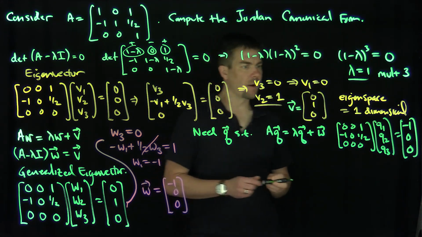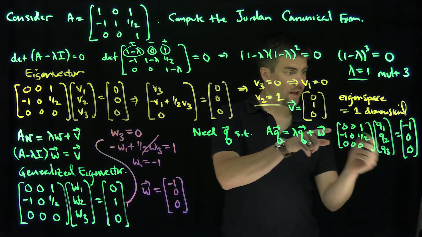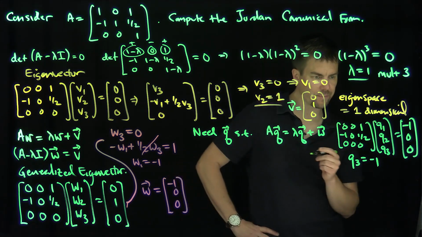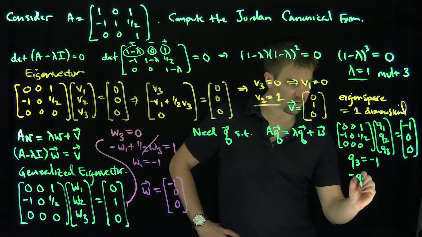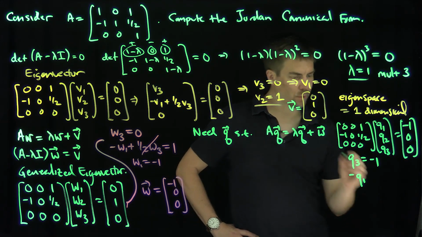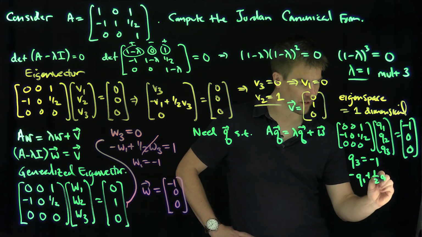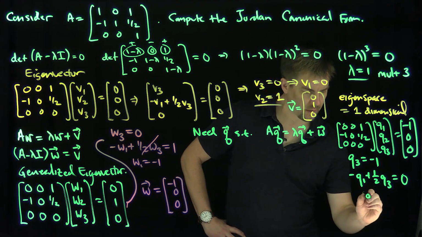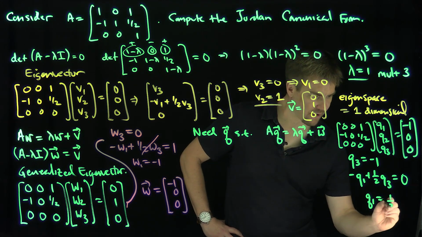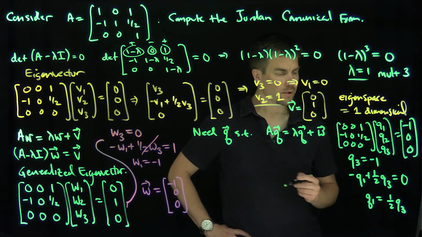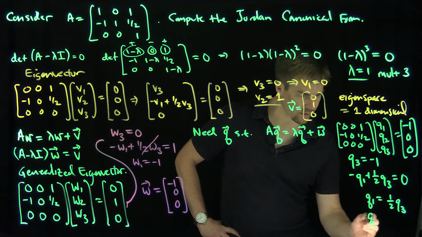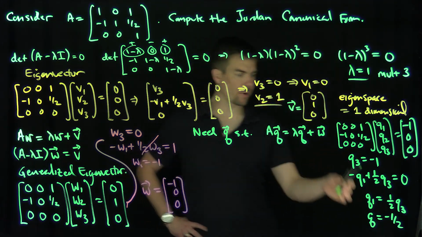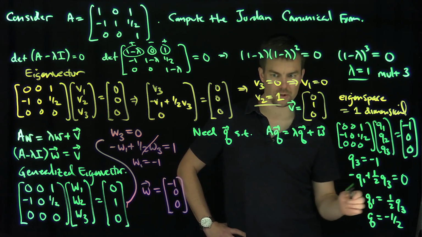Great. Now what's that going to tell me? That top equation tells me that Q3 has to be negative 1. Then negative Q1 plus 1/2 Q3 has to be equal to 0. So that says that Q1 has to be 1/2 of Q3. So Q1 is going to be negative 1/2 because Q3 is equal to negative 1. So I just found my vector Q. My vector Q is going to be negative 1/2, 0, negative 1.